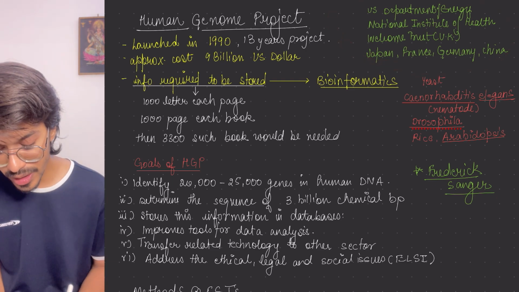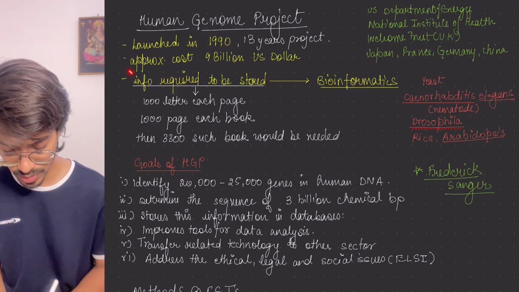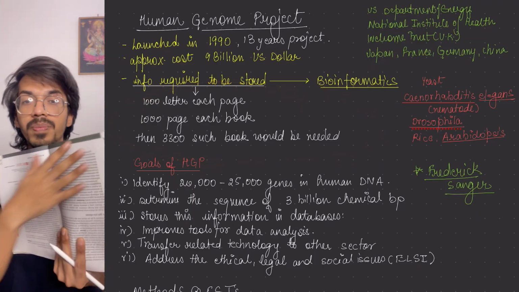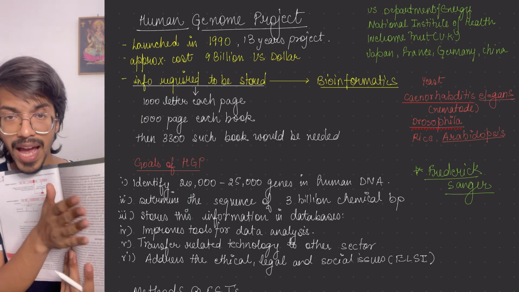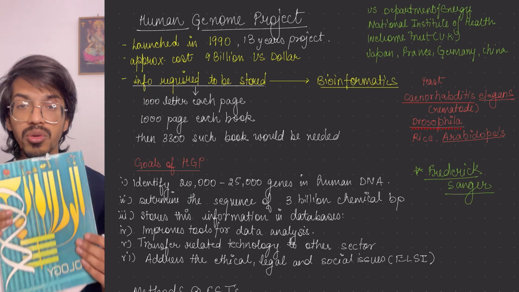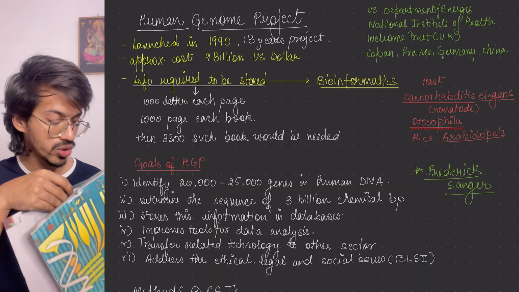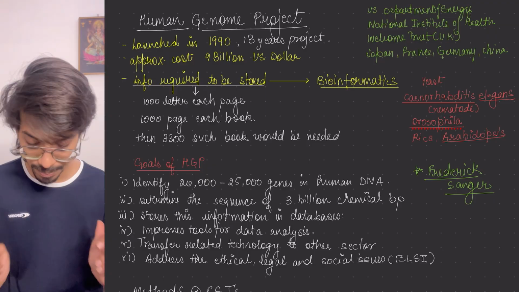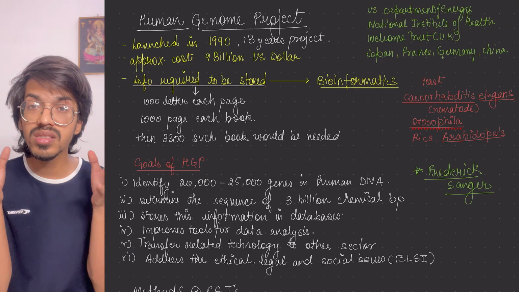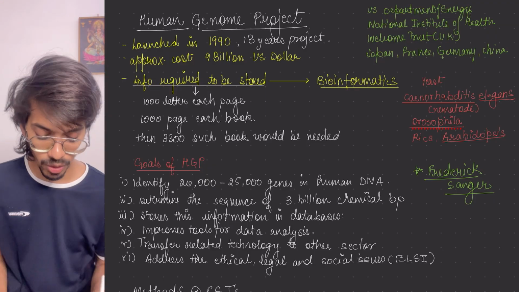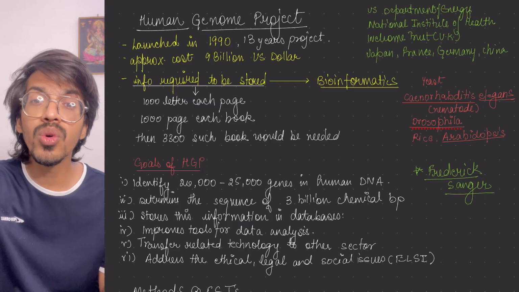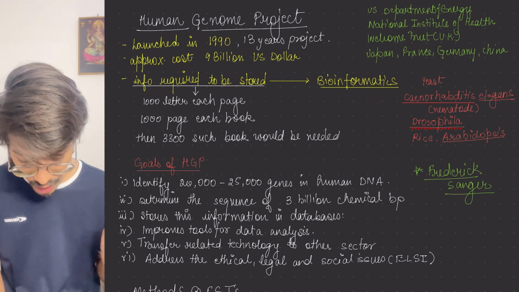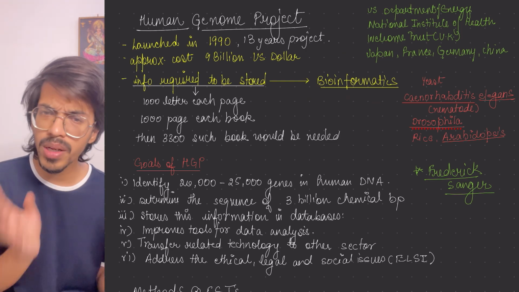A lot of information was produced. If you see, there is a page, and on each page thousands of nucleotides can be added, then we need a book with 1,000 pages. And how many such books would we need? We would need 3,300 such books to compile it. So we needed a field which can store this information, and we made what? Informatics.